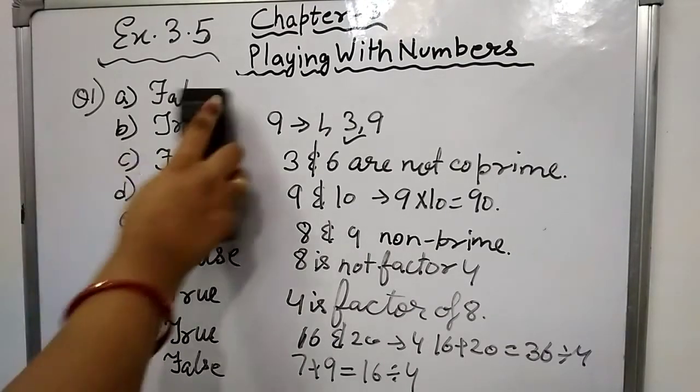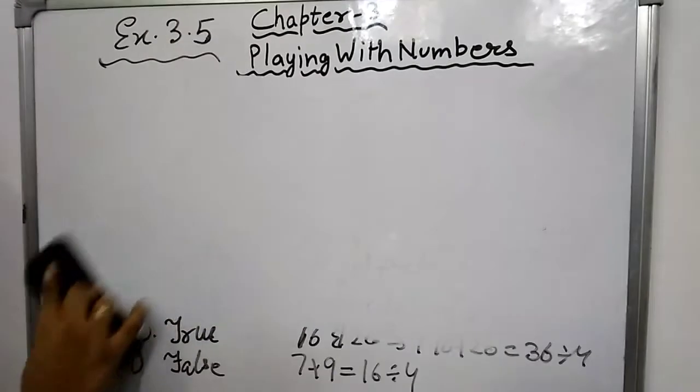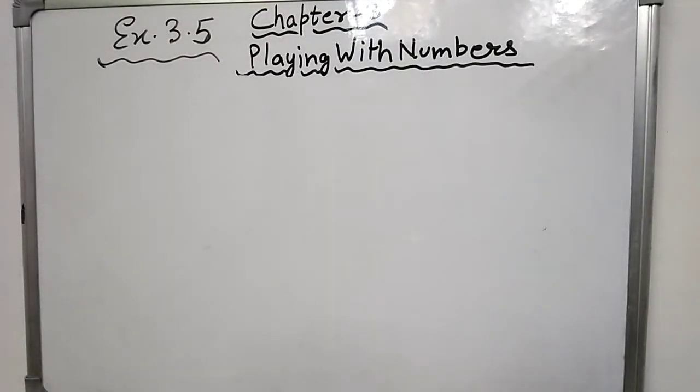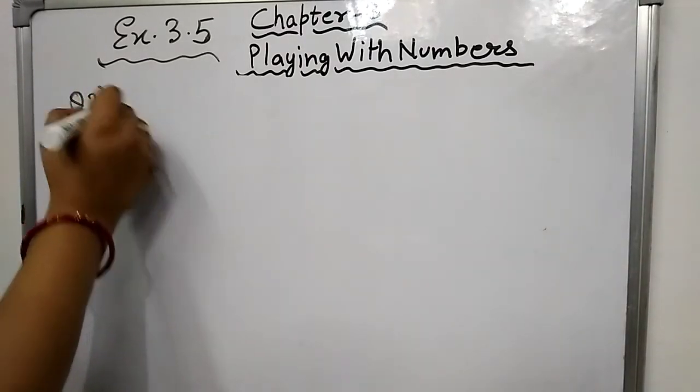Moving on to question number 2. In question number 2, there are two factor tree given for a single number, that is 60. And there are some missing factors of it. You need to write down those missing factors.